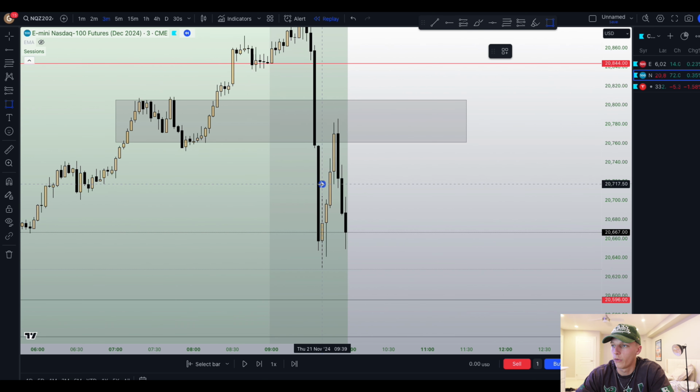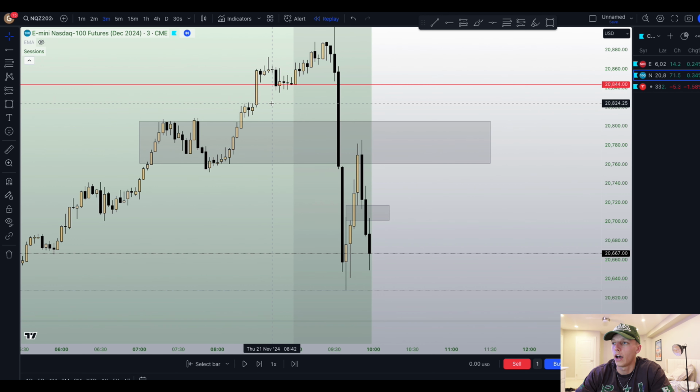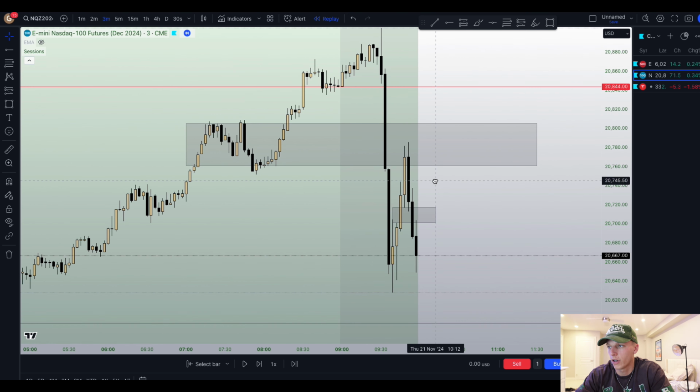So in this case, I would mark up this 3-minute fair value gap and I would wait to see if this gets inversed. This would be my entry. So again, I know that we have this breaker block. I know that we've tapped back into the 15-minute breaker block. So I'm jumping onto the smaller time frame and then looking for this entry model right here.